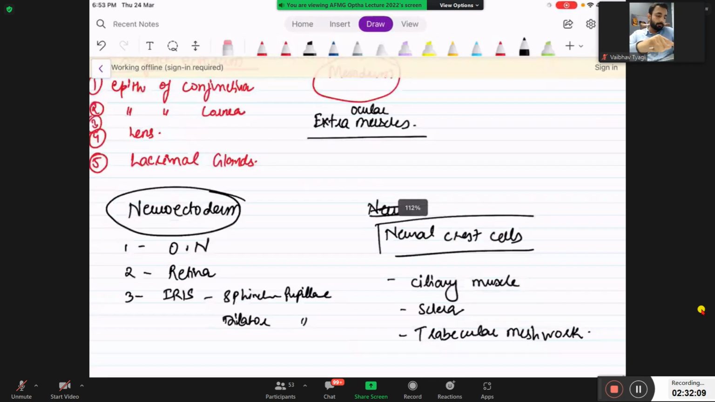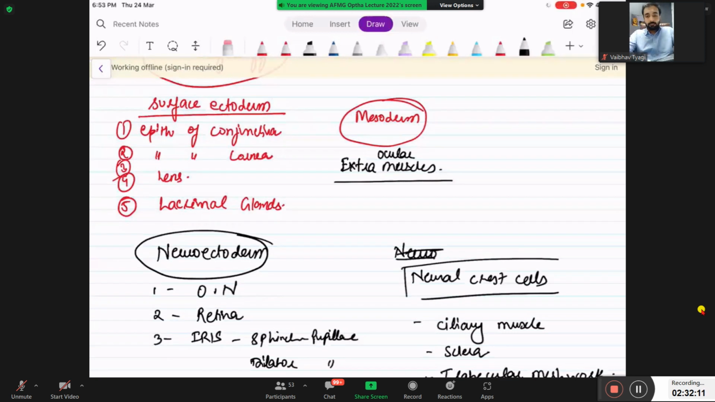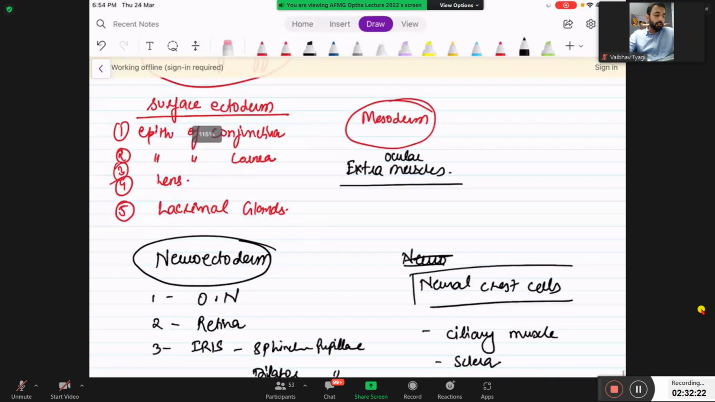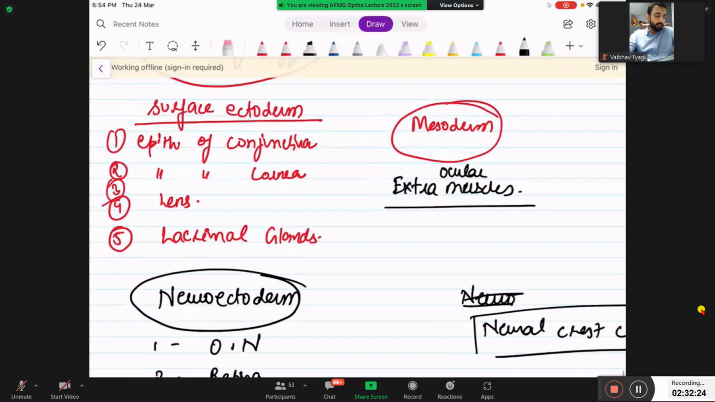Surface ectoderm, I'll repeat: epithelium of conjunctiva, epithelium of cornea, lens, and lacrimal glands. 4 structures are there in total.